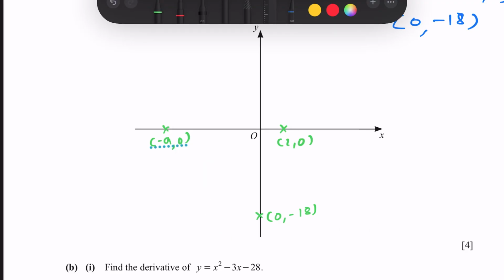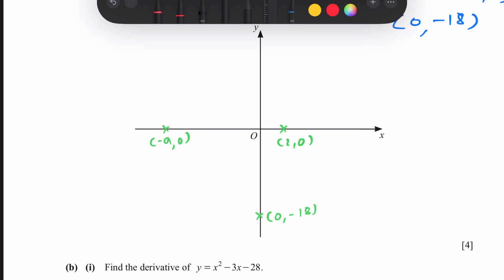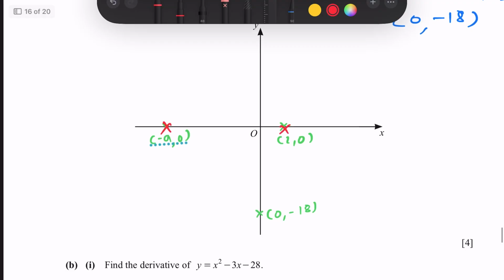The mark scheme says that the turning point should just be within the third quadrant. So if you're able to demonstrate that you understand that the turning point is within this region over here, you get the mark. This is because if this is one root and this is the other root, the midpoint of these two roots, so let's say this is the midpoint, this is where our turning point lies.